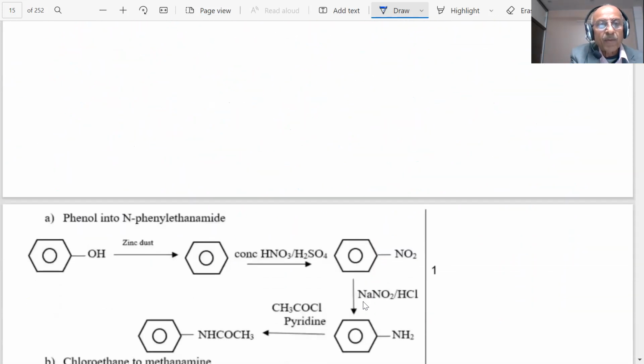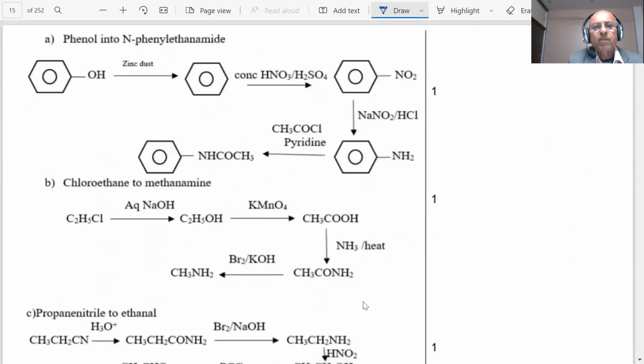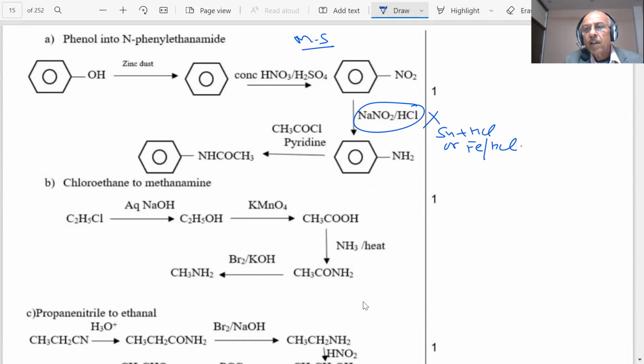What is the answer given by the marking scheme? This is our marking scheme. It says zinc dust, nitration. This is wrong. You cannot convert nitro into aniline. You have to do the reduction, tin and HCl, or Fe and HCl, or you may use hydrogen with palladium as a catalyst. So this is acetanilide which you create.